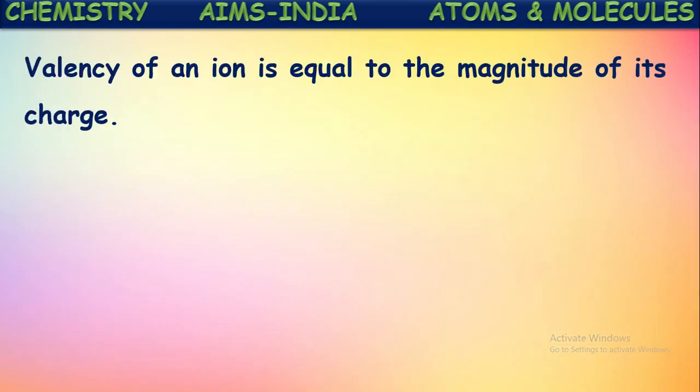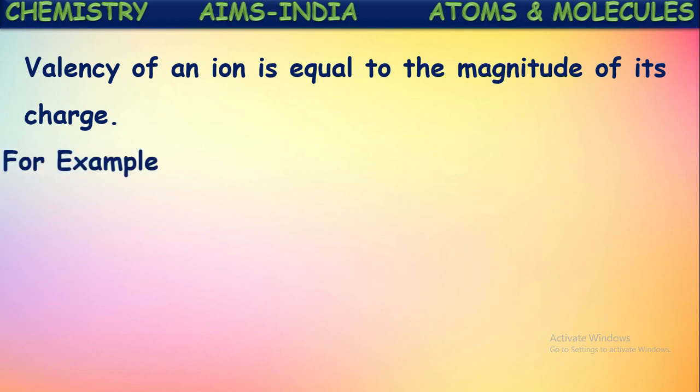So the valency of an ion is equal to the magnitude of its charge. For elements, we have seen what is meant by valency: the combining capacity of an element is called its valency. Coming to ions, the valency of an ion is equal to the charge possessed by that ion, the magnitude of the charge shown on them.